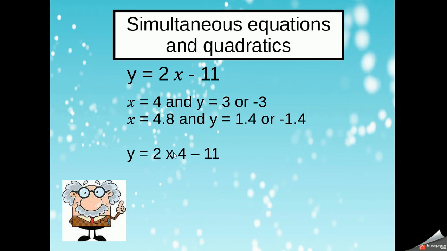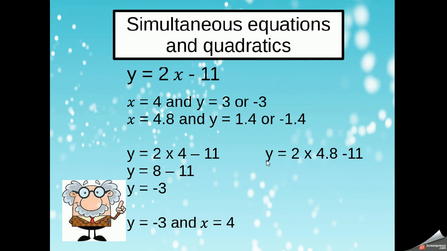And now we can check by putting in the values. We said x is 4, and y would be either 3 or minus 3. So 2 times 4 is 8. Take away the 11, just like in the other equation. 8 minus 11 is minus 3. So one of the possibilities is that x is 4 and y is minus 3.